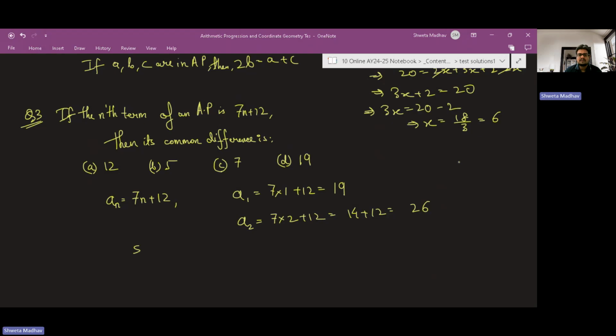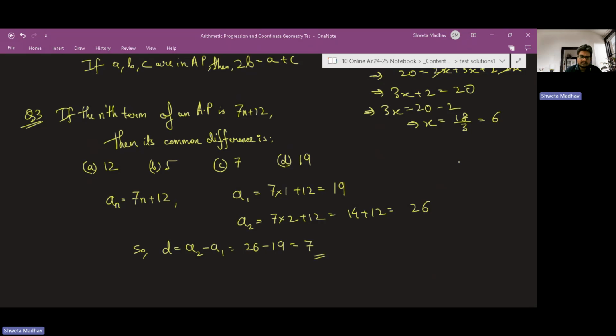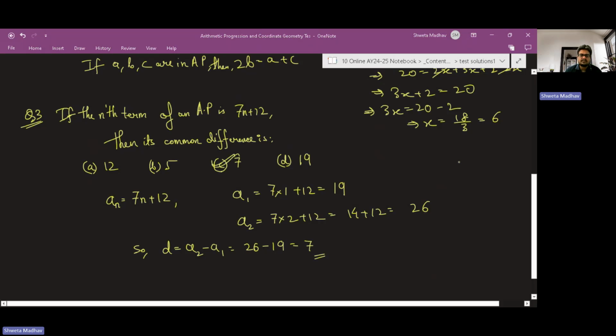So therefore I can say the common difference d will be a2 minus a1, that is equal to 26 minus 19, that is equal to 7. So 7 is the required common difference. So option C is the correct answer.